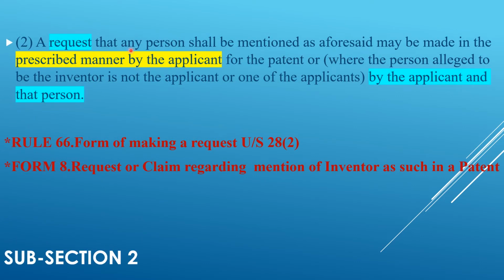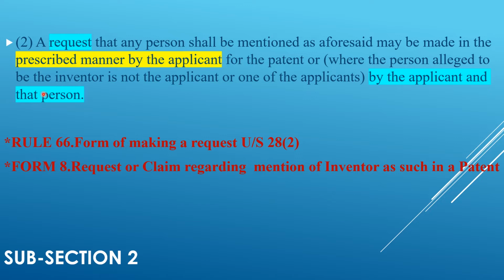Subsection 2 says a request that any person shall be mentioned as aforesaid may be made in the prescribed manner by the applicant for the patent or, where the person alleged to be the inventor is not the applicant or one of the applicants, by the applicant and that person. So just take a look at the keywords. The primary keyword is in the prescribed manner by the applicant, and the secondary keywords are request by the applicant and that person. And the relevant rule is rule number 66, that is form of making a request under section 28 subsection 2, and form number 8 is request or claim regarding mention of inventor as such in a patent.